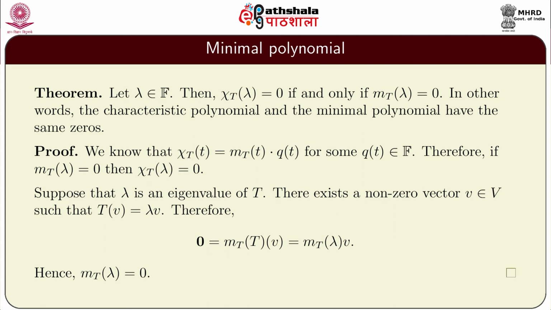Therefore, m_T of T of v is m_T of lambda v, but m_T of T is the 0 operator. Therefore, m_T of T of v is 0, and that is equal to m_T of lambda v. Therefore, m_T of lambda must be 0 because v is a non-zero vector.